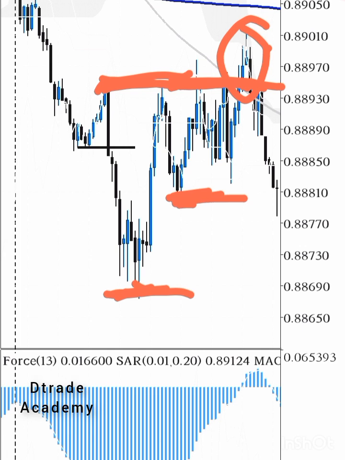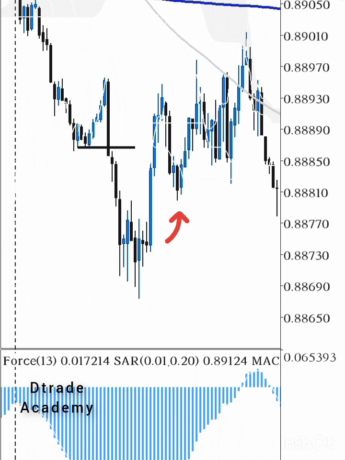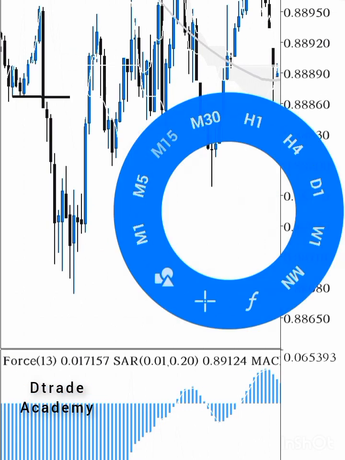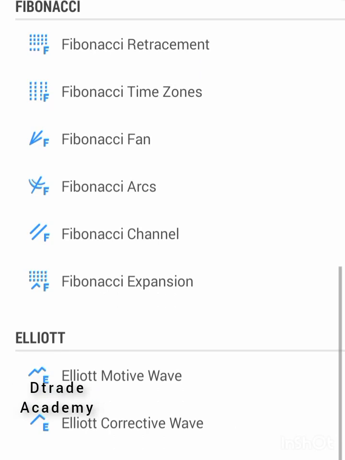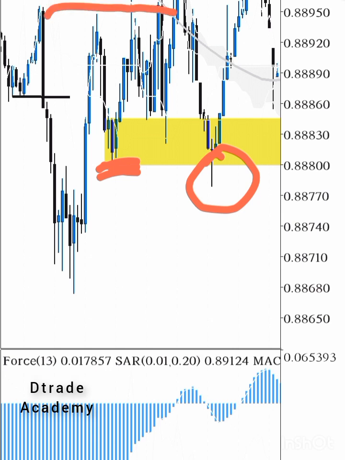Now this area, which is our point of interest, the last leg that was formed before the push up, is our flip zone. So what we do is we take our rectangle tool and mark that area, mark the candle at that area. Whenever price comes to retest that area, what we look for is liquidity, because that was the last leg that led to the fail of this supply.